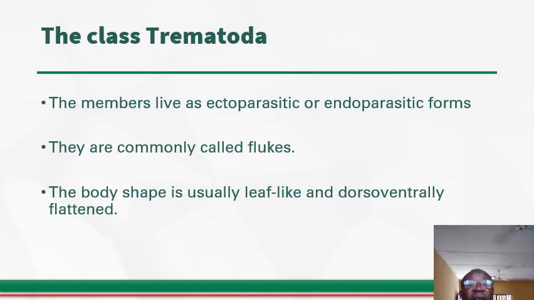Then the class Trematoda, which is the second class. The members live as ectoparasitic or endoparasitic forms. That is, they can live outside the body of their host, or they could live inside the body of their host. We normally call them flukes. And the body shape is usually leaf-like and dorsoventrally flattened. So their body appears like a leaf and is flattened dorsoventrally.